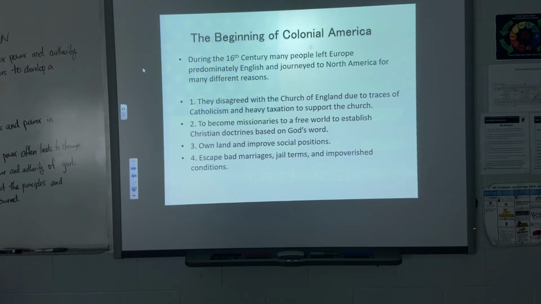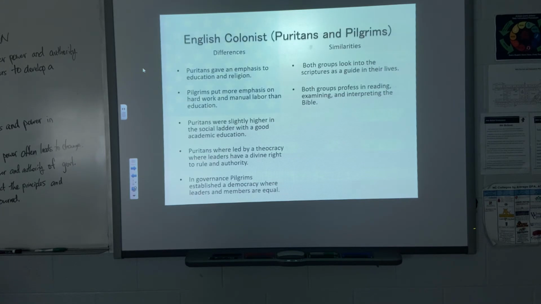All right. Over the course of time from 1607 to 1730 is when the Georgia colony was established. Again, you're going to have 13 colonies. Now, these Puritans and Pilgrims, we're not going to talk long here because we've already gone over this. You do need to know some of the differences and similarities of Puritan and Pilgrim. Please remember that the Puritans gave more emphasis to education and religion. Pilgrims put more emphasis on hard work.